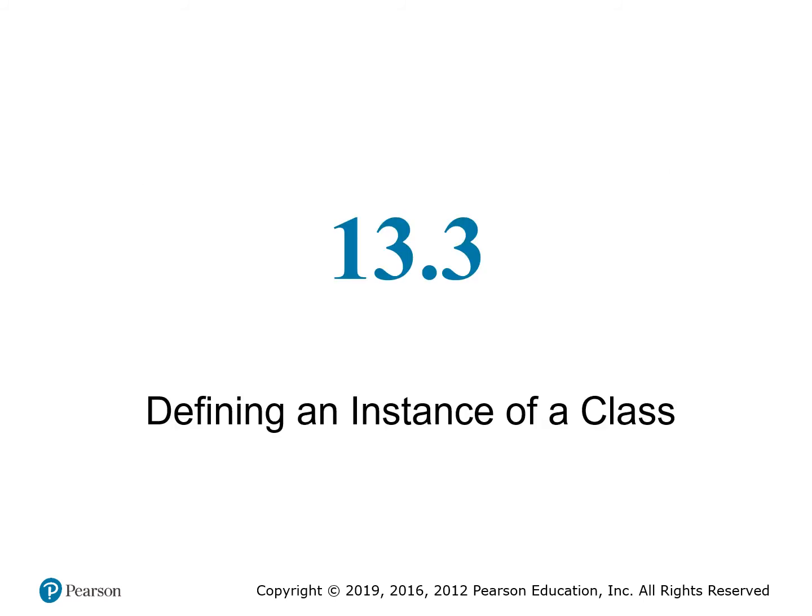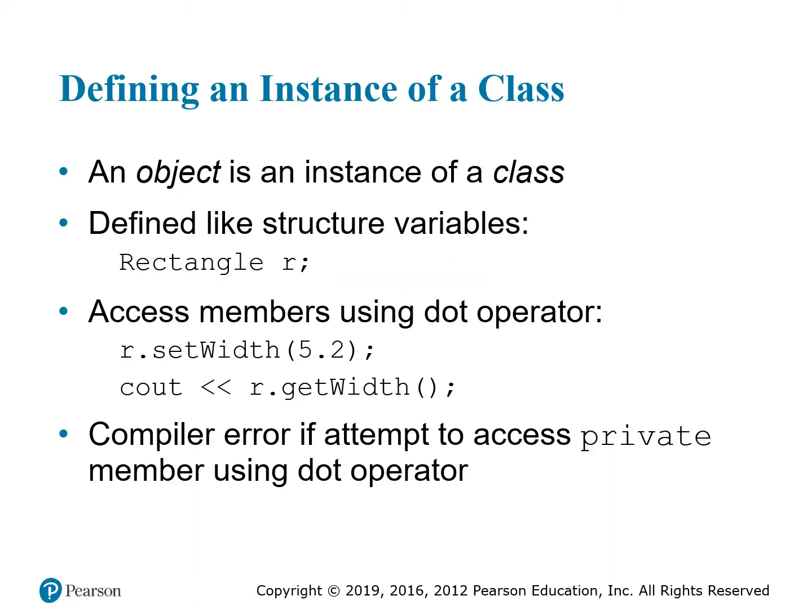Okay, so now that we've written our class, how do we define an object that is an instance of that class? An object is defined just the same way a variable instance of a struct is. You use the class name as the variable type, and then you give your variable a name. Rectangle r. How original. Access members using the dot operator. r.setWidth(5.2).